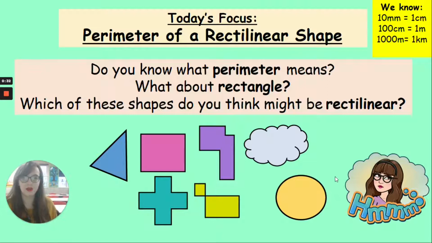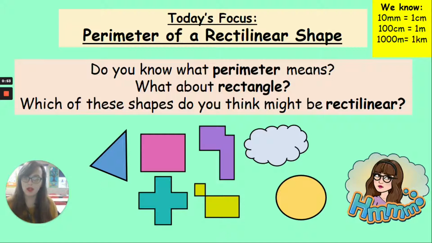Okay, so today we're looking at how to find the perimeter of a rectilinear shape. It's a brand new word for us. Let's just remind ourselves of what perimeter means. Perimeter is the distance outside, around the edge of a shape, like walls in a room or a fence around a farm. It's the distance around the outside.